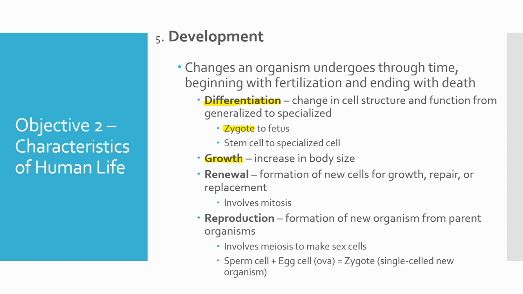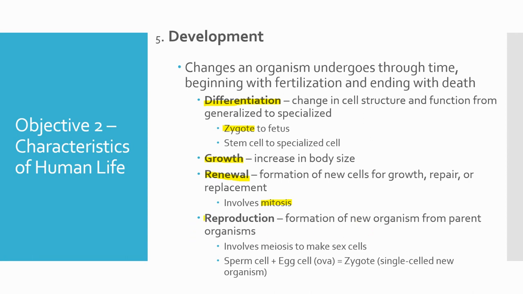You're also going to experience growth, which is simply the increase in body size. So think about how big you were when you were a baby versus a toddler versus a teenager, all the way up to an adult. And so we continue to grow in size throughout most of our life. We also have renewal. You're constantly making new cells. Your cells do not live forever, and so we're constantly making new skin and new blood, and we can grow and repair and replace. And this involves a process called mitosis, which we'll be looking at in our biology unit.